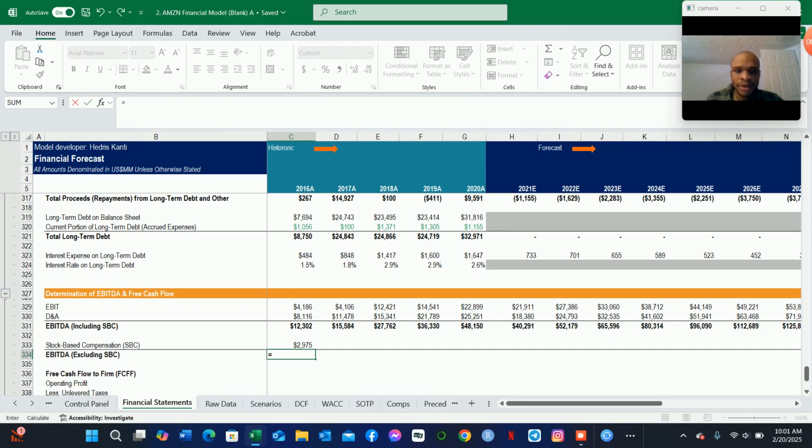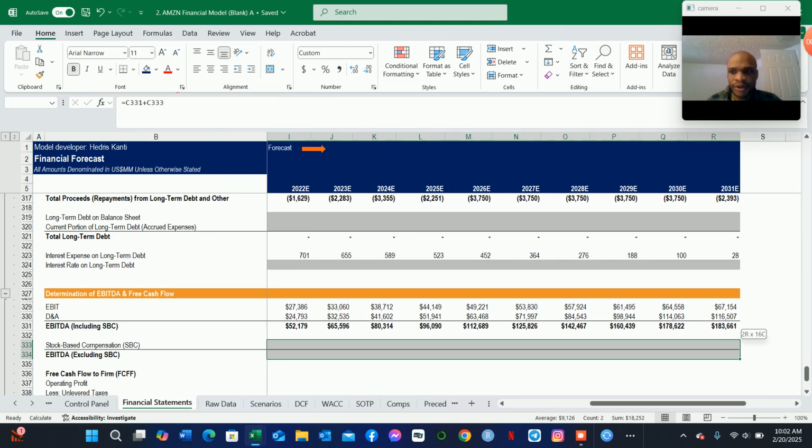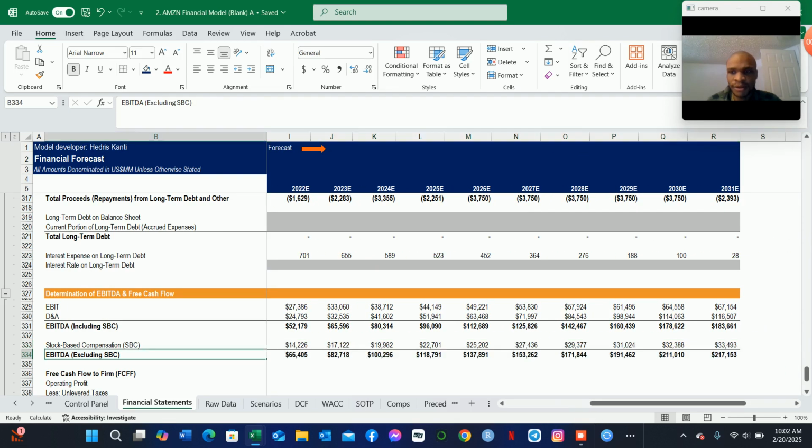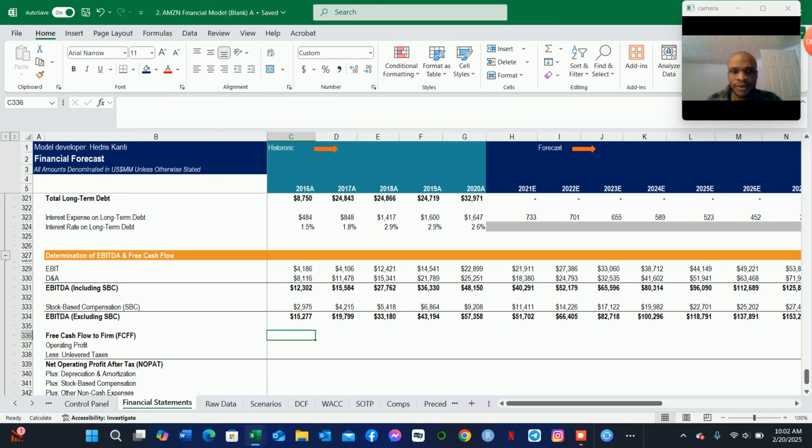So EBITDA excluding stock-based compensation, we take the EBITDA including stock-based compensation, and then we add stock-based compensation in order to exclude that from EBITDA. We can fill this to the end of the projected period with Control R. So having done that, let us begin now determining the free cash flow to the firm.